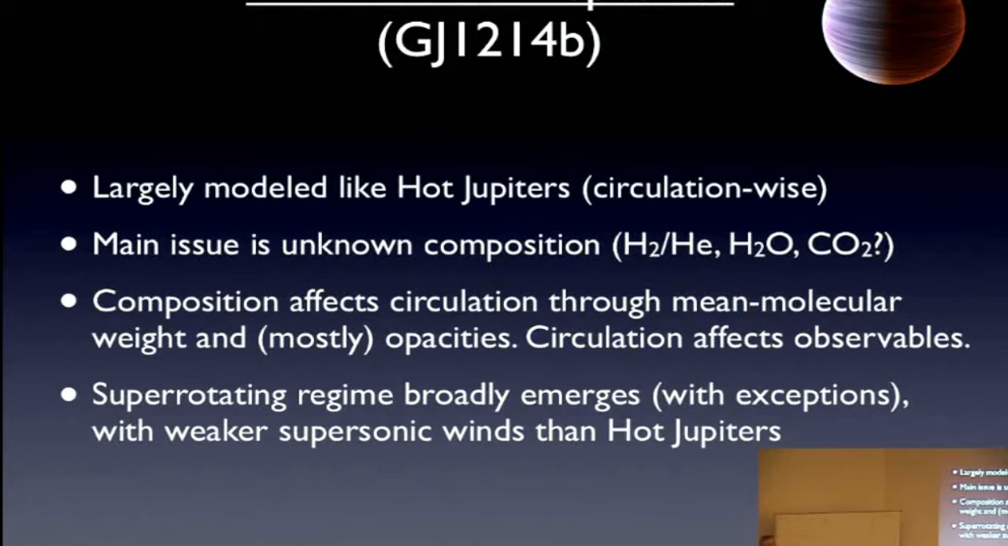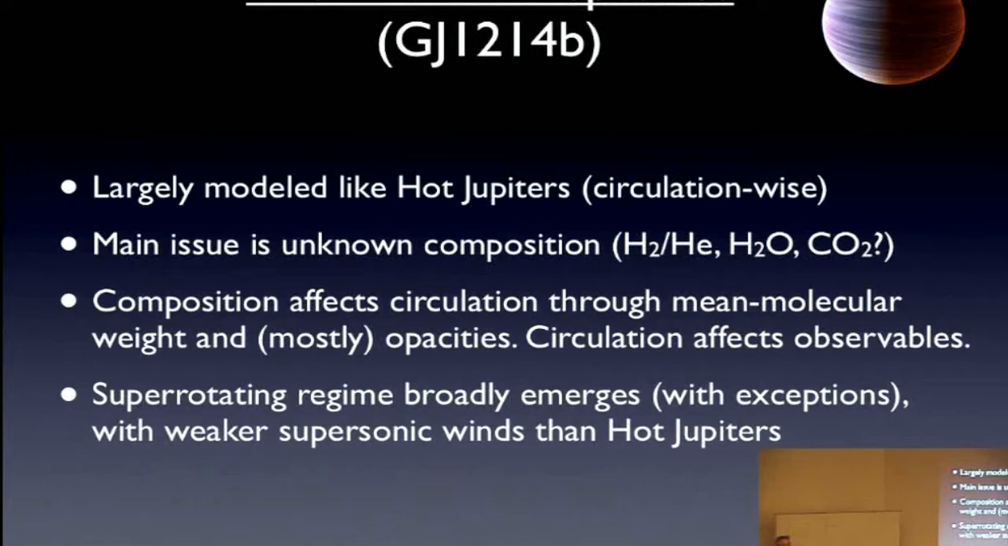But one of the issues you have, and several people in the room here, Jonathan, Diana Valencia, Eric Lopez, a number of people have worked on this problem, is that given a mass and radius, we can't quite tell what the composition is. We know hot Jupiters have to be basically hydrogen and helium, with some core or not. But for these planets, we don't know. It depends on which planets. There are constraints.